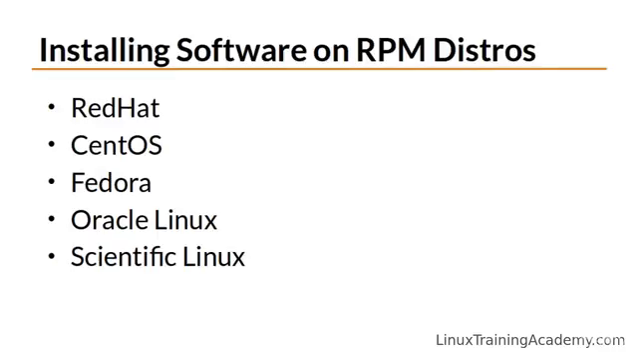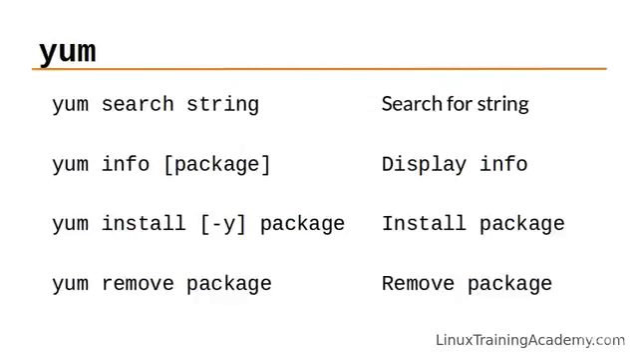Here is a list of distributions that are based on the RPM package format. RPM stands for Red Hat Package Manager. Obviously, the Red Hat distribution uses RPMs, as well as CentOS, Fedora, Oracle Linux, and Scientific Linux. The yum command line utility is a package management program for those Linux distributions that use RPM packages.